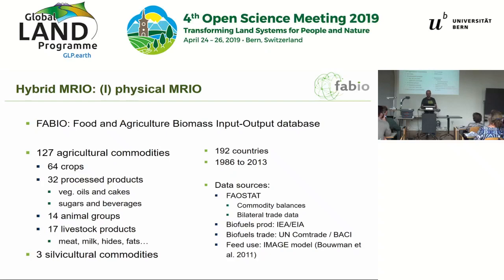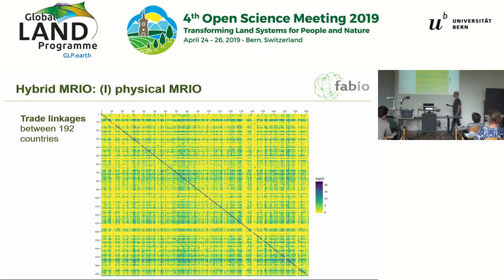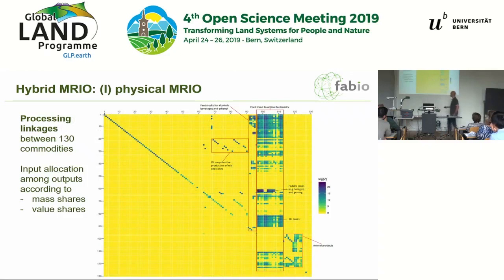So I can't go into more details now in this talk, but just quickly, this is the result. That's a heat map of countries, 192 countries by 192 countries, just showing the trade flows that are captured. You see that the domestic flows are very dominant, of course. If we zoom into one of these pixels, we would see something like this, the domestic flows. So the product inputs to produce each product, that's on the main diagonal, that's basically the seed use to produce the same crop.